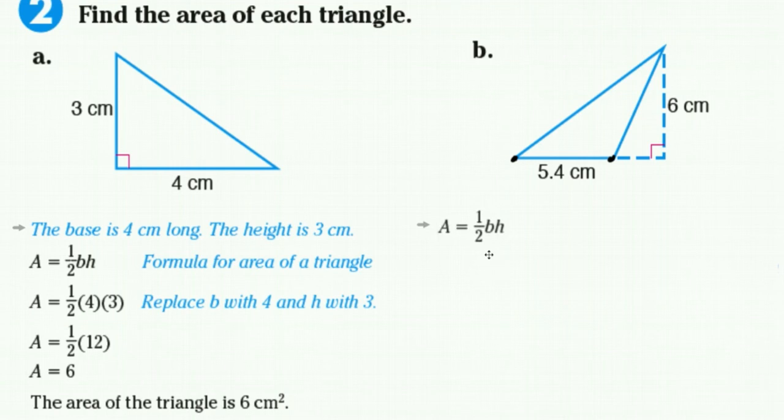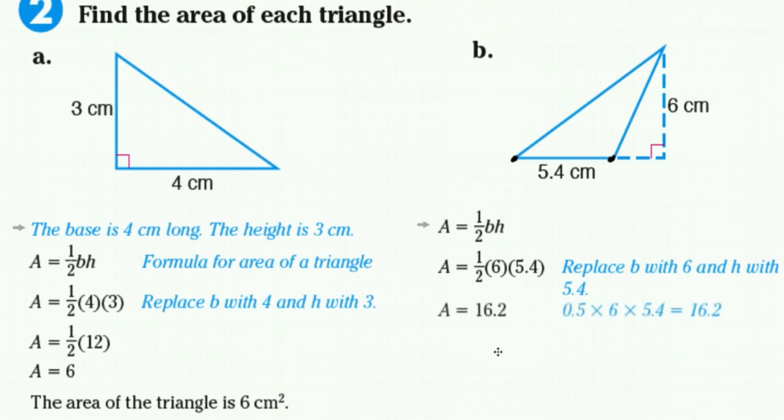So from there, we use the formula 1/2 base times height, substitute the values of 5.4 and 6 centimeters. Okay, we end up with 16.2, and the area of this triangle is 16.2 square centimeters.